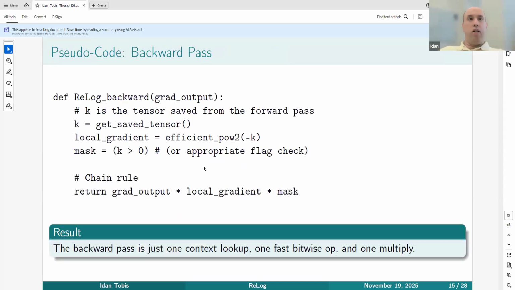So that would be the pseudocode. We already saved k, so we get that from memory, and we calculate the efficient power of 2. Again, this can be done with bits, with integers, 2 to the power of minus k, and wherever k is negative, we mask it, and that's what we return. Okay. So again, this is simply one context lookup, one fast bitwise operation, and one multiplication. Very fast.